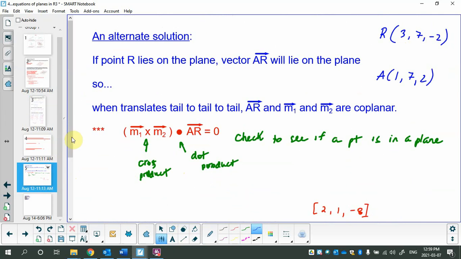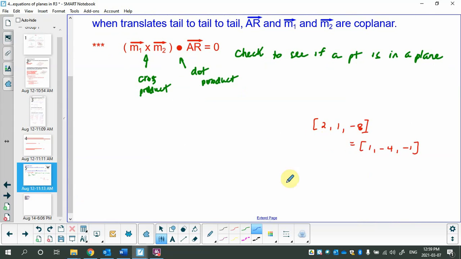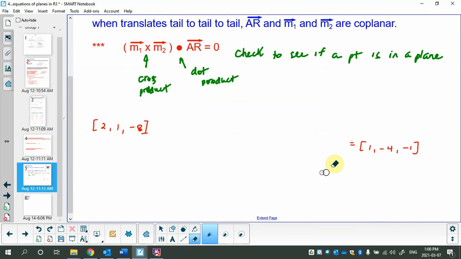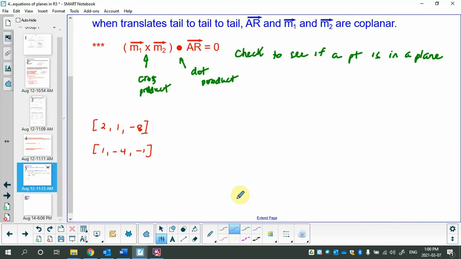So, first thing I have to do, apparently, is take my M1 and M2 and do the cross product. And it doesn't matter what order I do it in, so I don't know which one of these is M1 and which one is M2 right now, and I don't care. What matters is that I do the cross product with them. So to do cross product again, 2, 1, negative 8, 1, negative 4, negative 1, and I write them out twice.